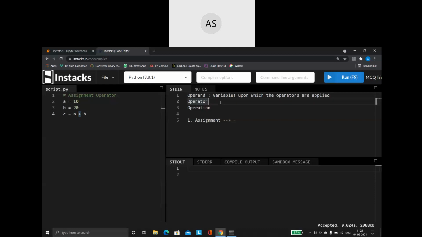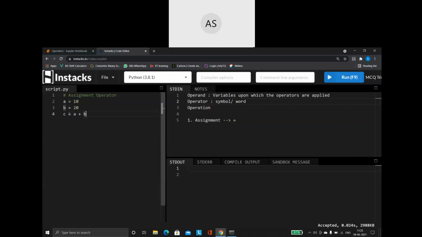So what is the operator here? The operator is nothing but a symbol or a word. In Python we also have words; we use our normal words also as operators. It is a symbol or a word used to perform some arithmetic calculations or some comparisons. We are going to do some sort of work using that operator. So here the plus is an operator. The equals to is an operator.